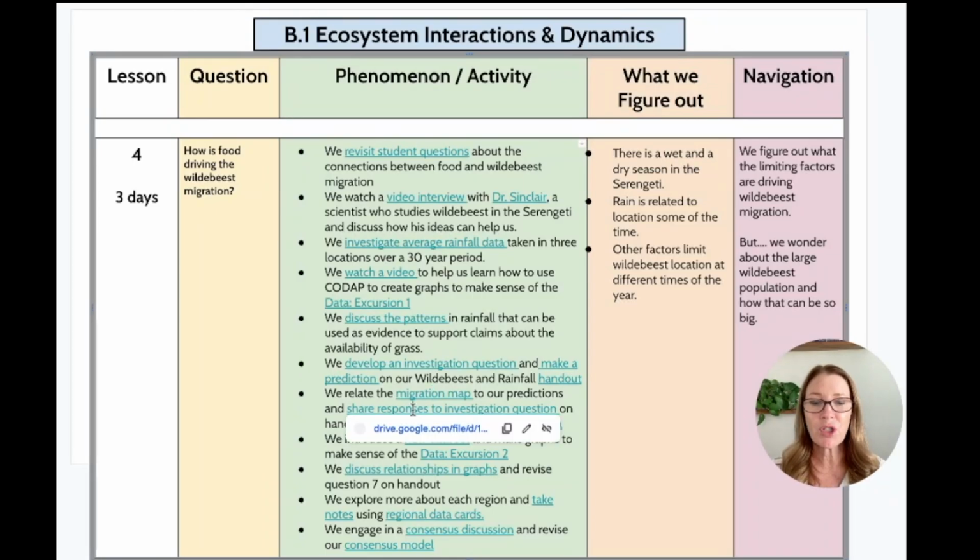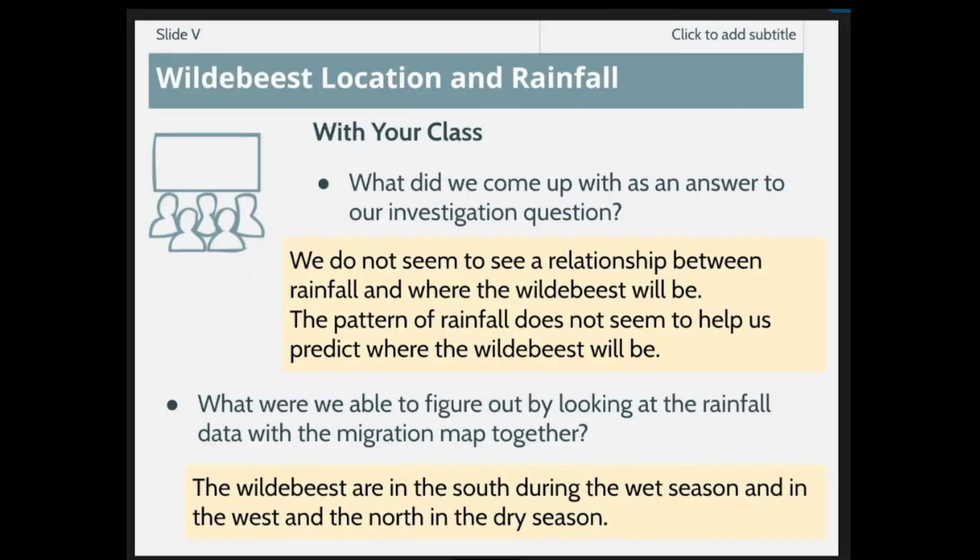And so they share their responses to the investigation question, and that is there does not seem to be a relationship between where the rainfall and the wildebeest will be. The pattern of rainfall does not seem to help us predict where the wildebeest will be.